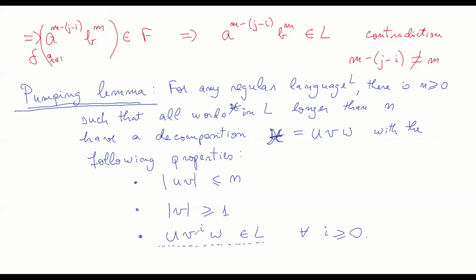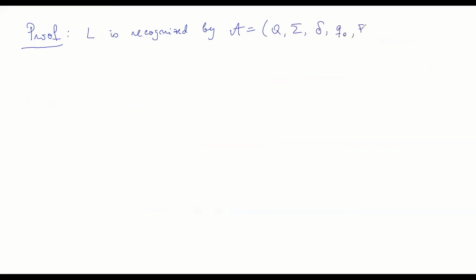So the pumping part of the lemma comes from this part of the decomposition. This part V, you can pump, you can put lots of copies of V, and that's still going to stay in the language if your language was regular to start with. So here is how we prove this result. The proof is exactly the same as in our example. So L is recognizable, which means that it's recognized by some automaton of the form Q, sigma, delta, Q0, and F.